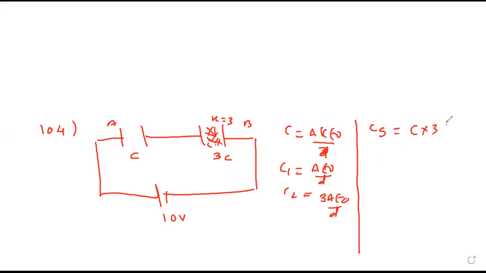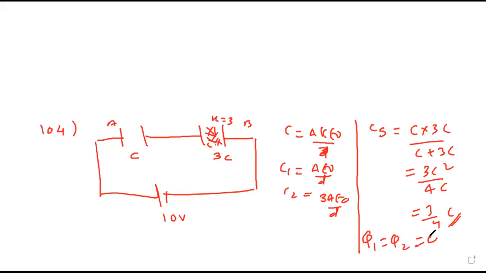It is C into 3C upon C plus 3C, that is 3C square upon 4C, which is 3 by 4 C. Charge on first is same as charge on second, equal to total charge. It is total capacity into total voltage. That is 3 by 4C into 10. So it will become 30 upon 4C.